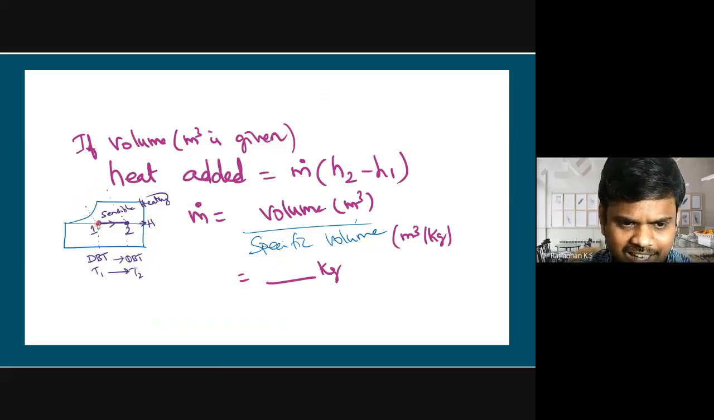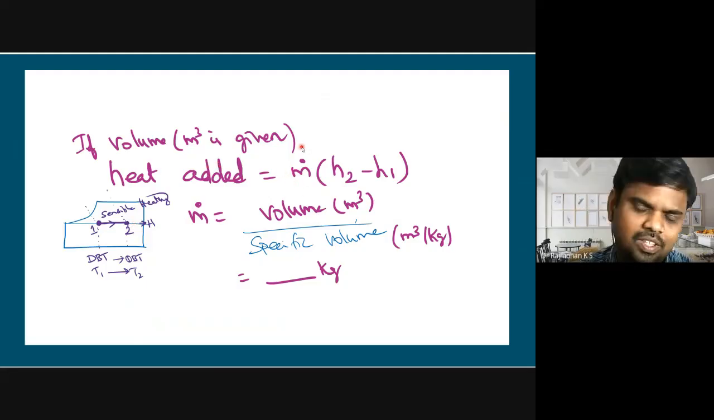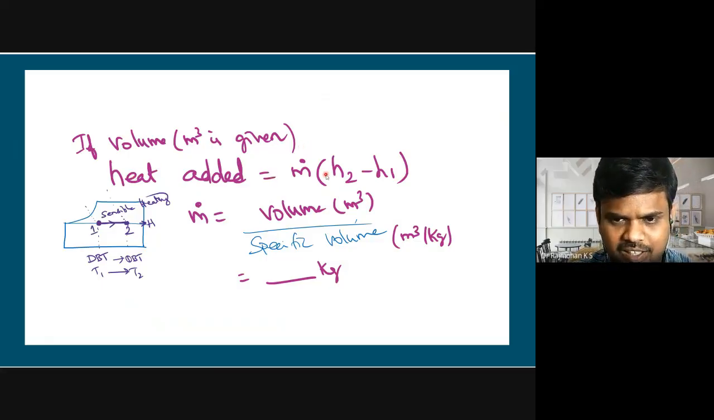So how much heat is added when increasing the temperature from T1 to T2 can be obtained by m cp delta T, right? Similar to that, m into change in enthalpy. So m dot is going to be the mass flow rate. You should know the mass flow rate, so how many kg per minute is flowing and being heated, right? What is the mass of dry air being circulated, and how much heat is being added. For that, enthalpy data H1 and H2 we will get from the psychrometric chart.